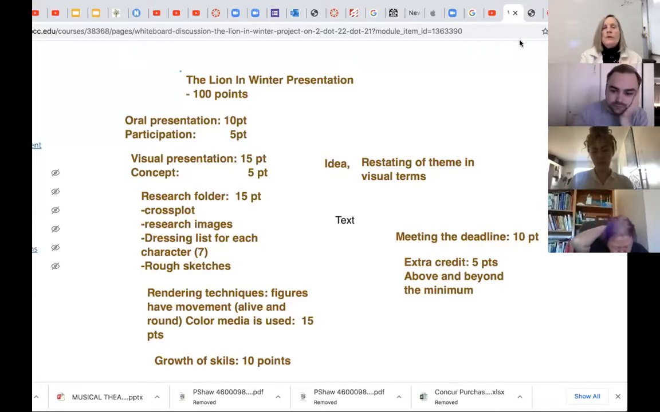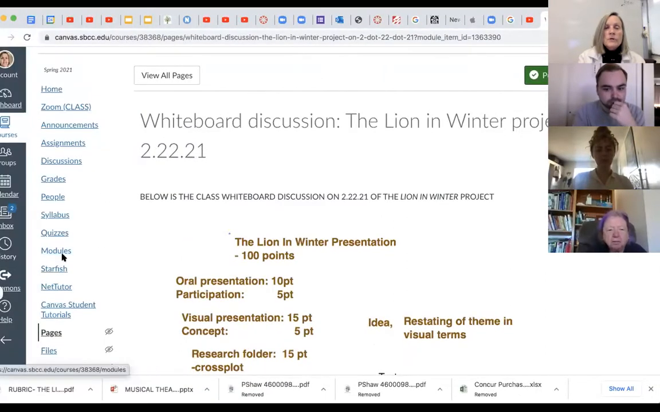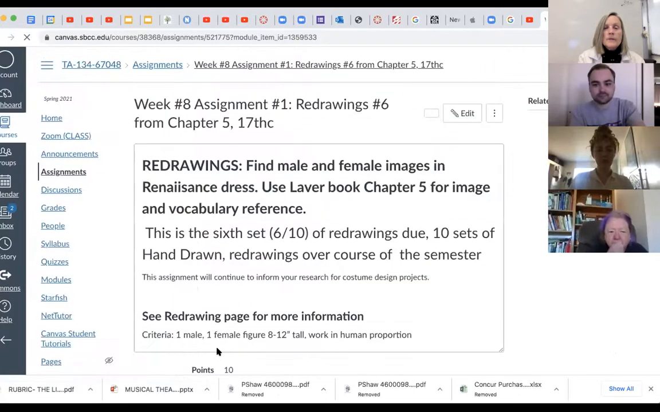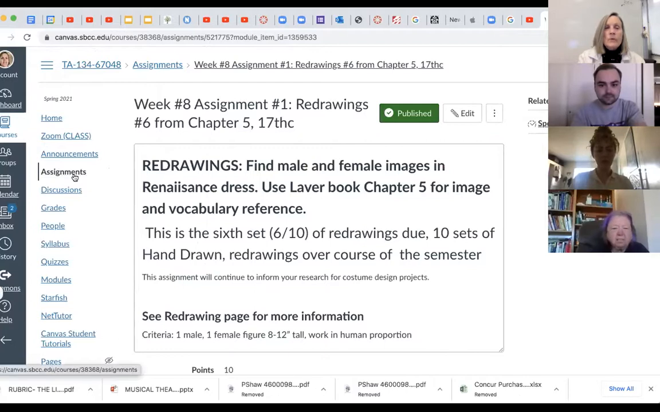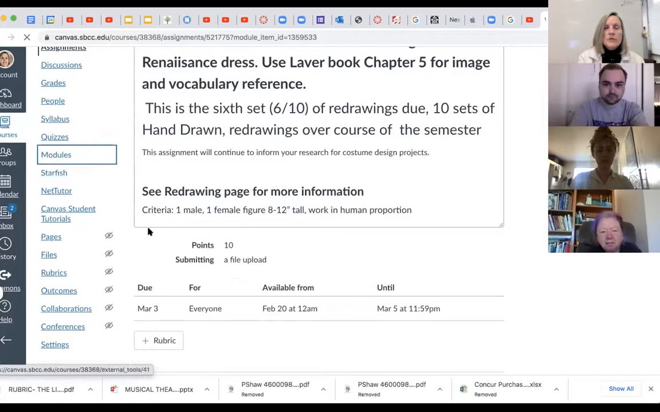So this is what we discussed last time about how the project works. I will give you the rubric, but I uploaded the rubric and then I deleted it because it needs some clarification on the rubric page. So is this helpful? And then this will be in the Lion in Winter folder. Okay, that wasn't exactly the last thing. Sorry, I have to go back to modules.